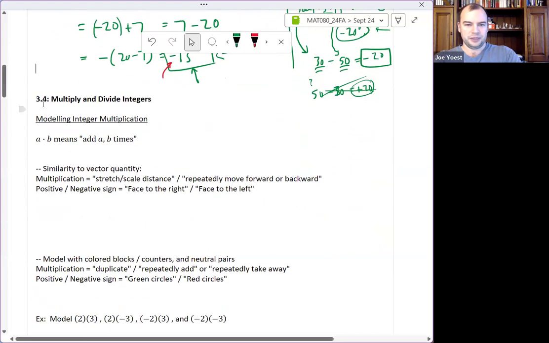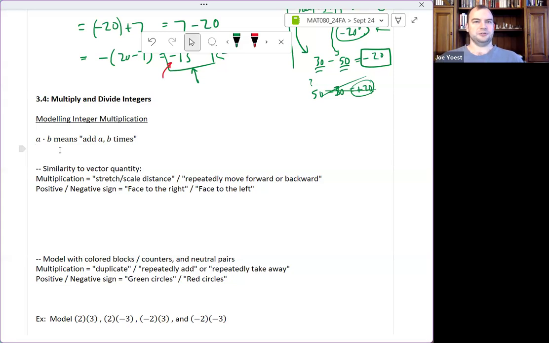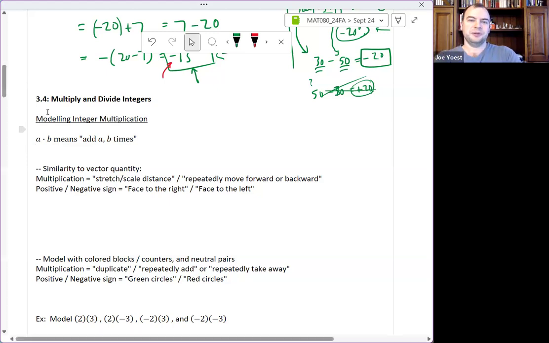Okay, then jumping into 3.4, we did addition and subtraction of integers. And we had some of these ideas again of counters that could be green or red, with red counters representing negative numbers. We had ideas of number line and facing a certain direction, as well as moving forwards or backwards.